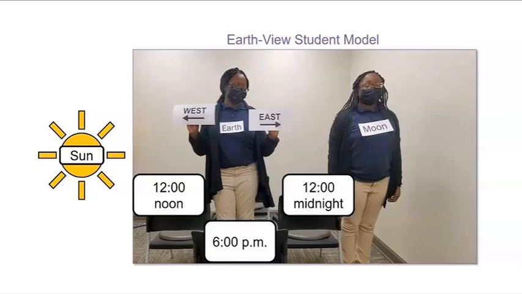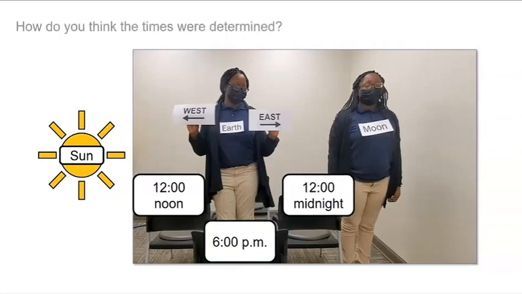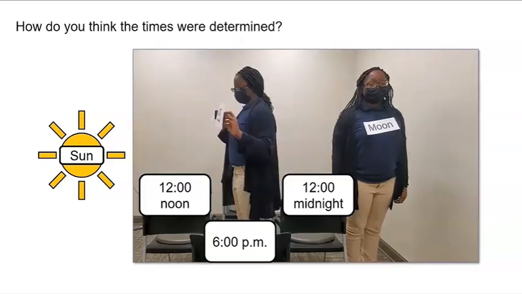I see times on the model already. 12 noon, 6 p.m., and 12 midnight. How do you think the times were determined? Maybe you're thinking, solar noon is when the sun is highest in the sky, so that must be why 12 noon is marked facing the sun. If so, that is correct.